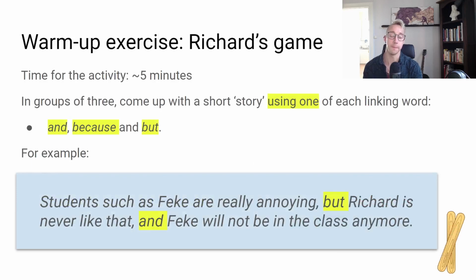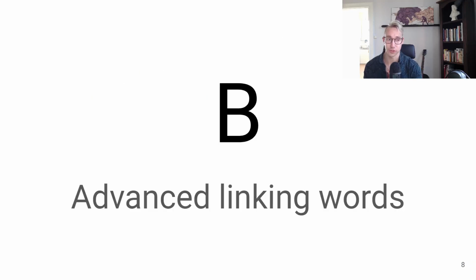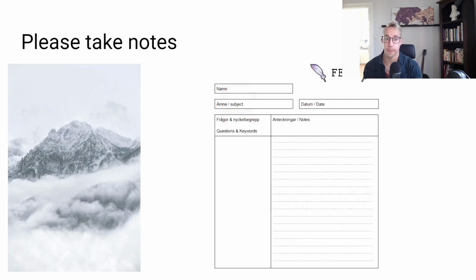So this is the warm-up exercise, which relates to the linking words and, because, and but. We're going to skip this and carry on straight to the B part, the advanced linking words. And as always, I implore you to take notes. It's great for you to have your ideas jotted down here. If you have any questions, by all means send me a message either via Teams, or you can use the question box on my website. That's a great way to stay in contact with me.